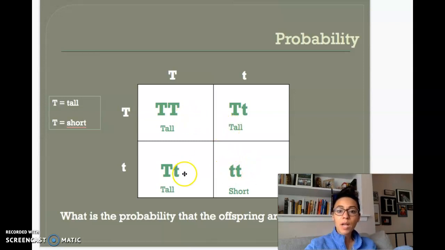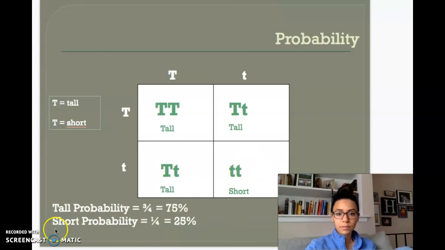So if each of these boxes represents 25%, this cross will 75% of the time produce tall offspring. 25% of the time will produce short offspring. You can also think of it as 3/4, right? 3/4 or 75% will be tall, 1/4 or 25% will be short.